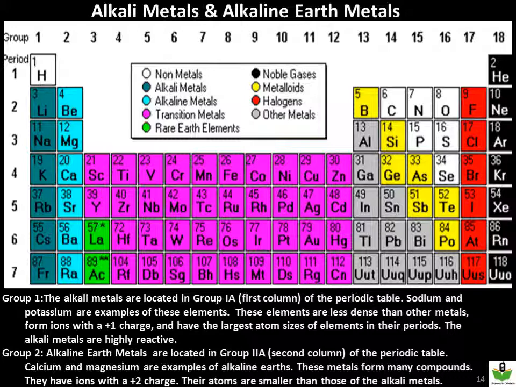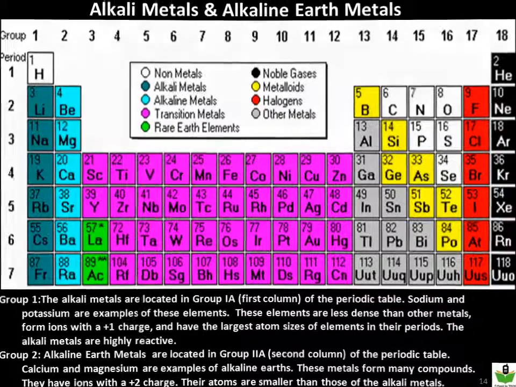Alkaline earth metals are located in group 2A, second column of the periodic table. Calcium and magnesium are examples of alkaline earths. These metals form many compounds. They have ions with a +2 charge. Their atoms are smaller than those of the alkali metals.